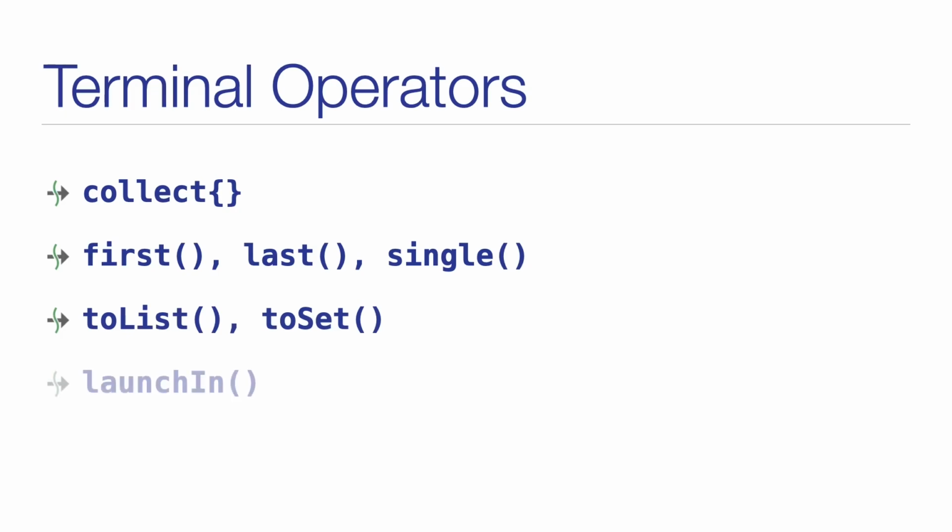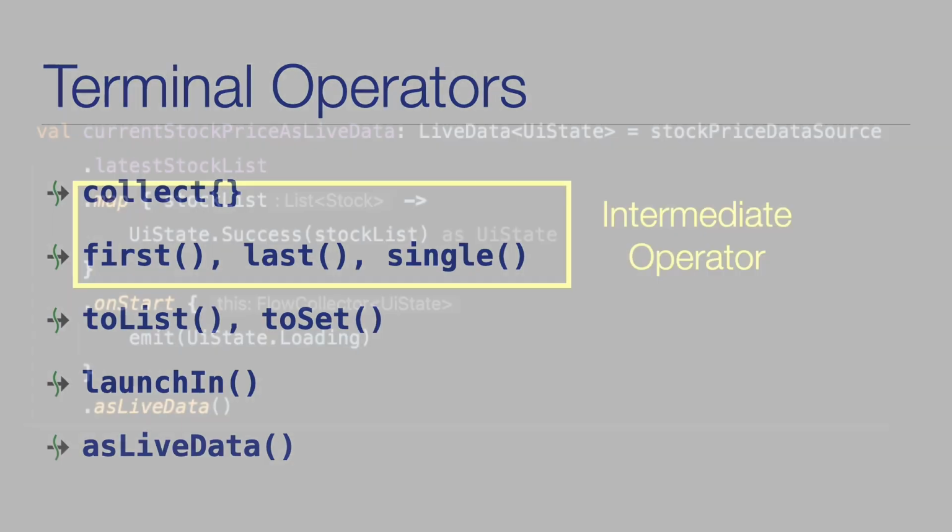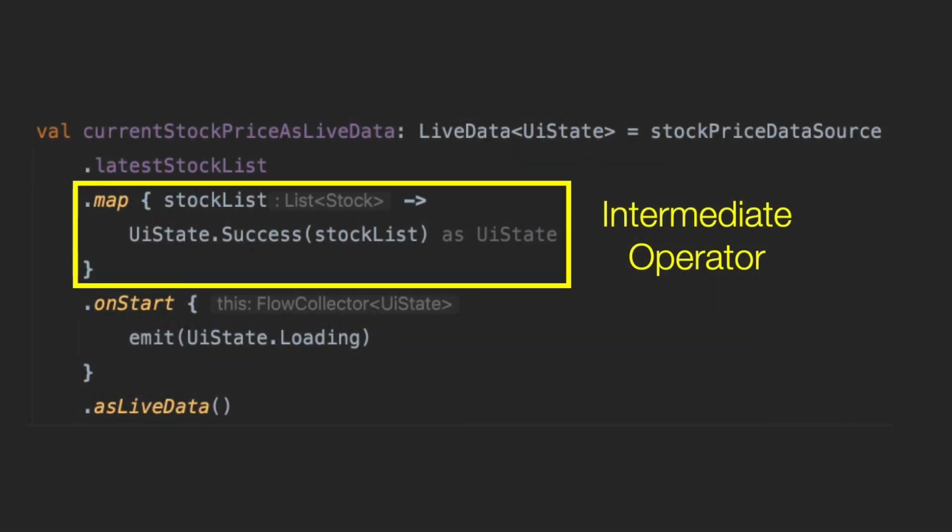There's also the launchIn terminal operator, which is basically a nicer way of collecting from a flow, since with launchIn we don't need to start a coroutine by ourselves, but we only need to pass a coroutine scope, which leads to more readable code because there's a little bit less nesting involved. Finally, there's also the asLiveData operator, which converts a flow into a LiveData object and is very useful in view models.